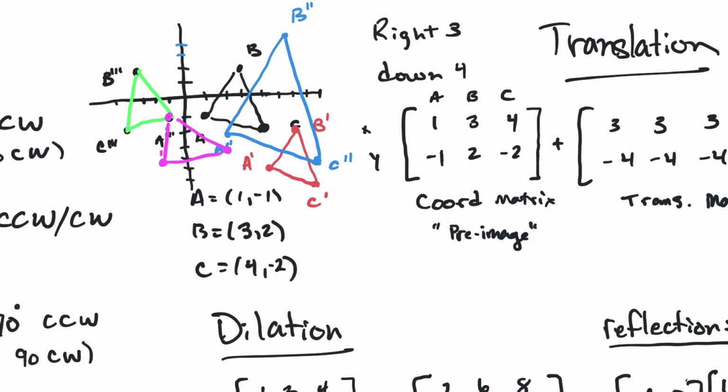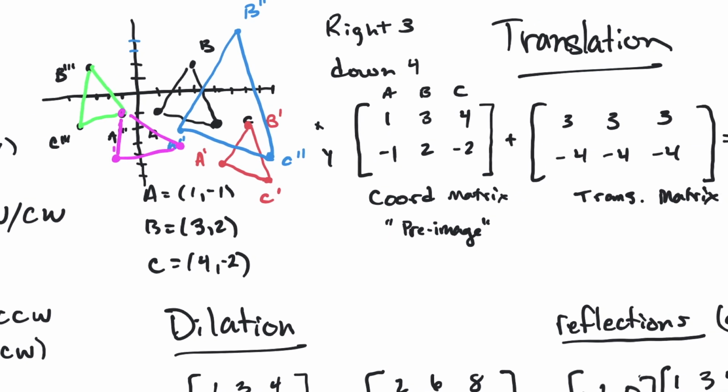You can see here, I drew a picture of a triangle, A, B, and C. This black triangle is the original, what we call a pre-image. From this pre-image, I can get the coordinates from my particular triangle and label them like this, A, B, and C. So the coordinates X and Y are showing up here.